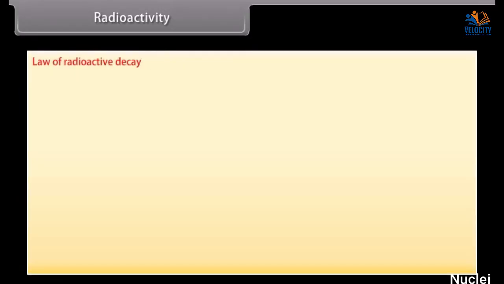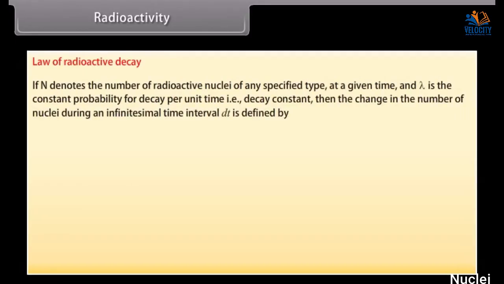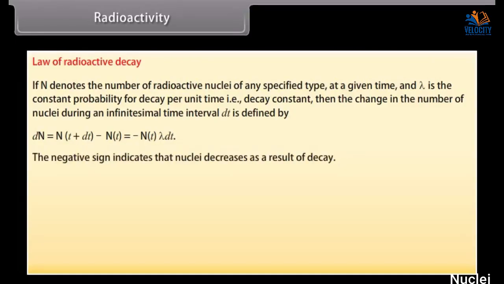Law of radioactive decay. If N denotes the number of radioactive nuclei of any specified type at a given time, and λ is the constant probability for decay per unit time, that is, the decay constant, then the change in the number of nuclei during an infinitesimal time interval dt is defined by dN = N(t + dt) − N(t) = −N(t)λ dt. The negative sign indicates that nuclei decrease as a result of decay.